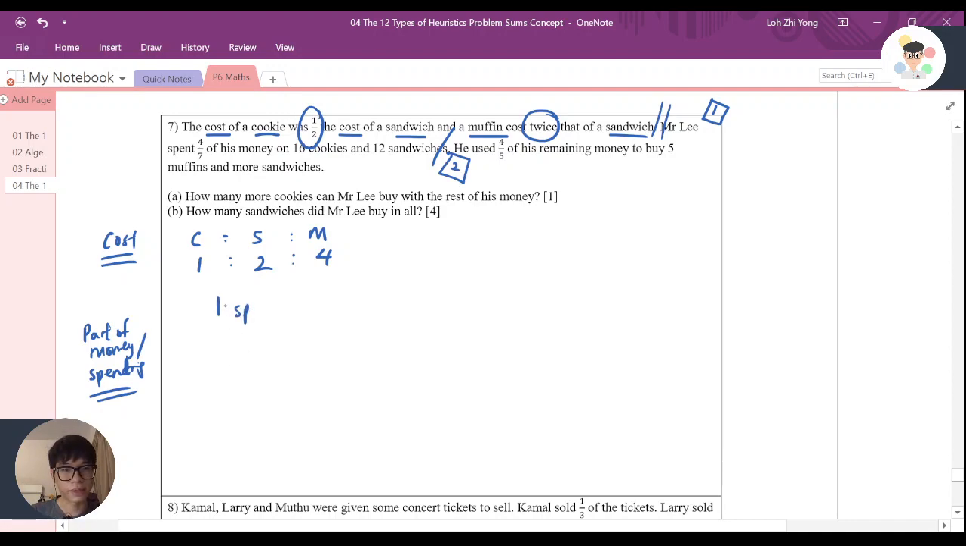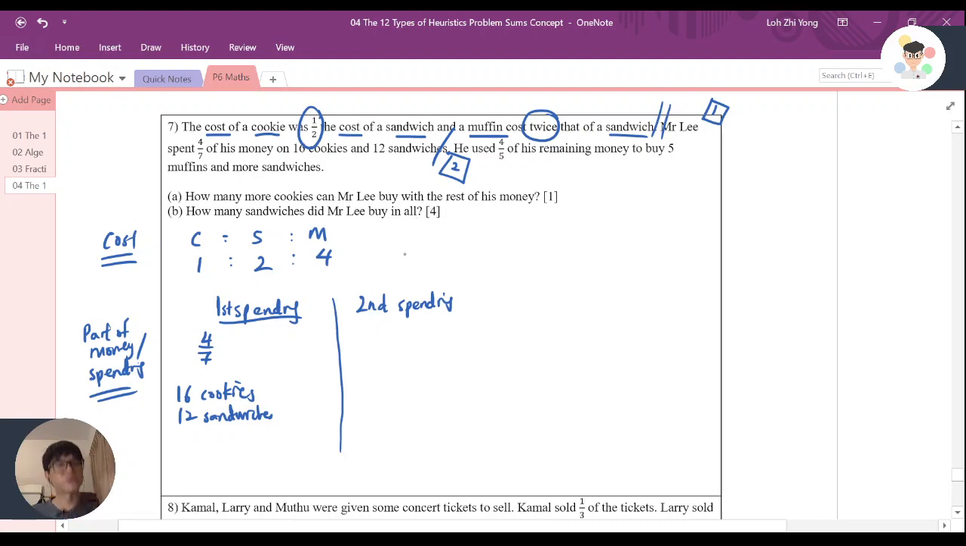So let's try to write down here. This is the first spending. Let me just write down first spending. And the first spending used 4 over 7 of his money. And this is for 16 cookies and 12 sandwiches. Now, after that, he used 4 over 5 of his remaining money. Now, this is for the second spending. And what is interesting is that he used 4 over 5 of his remaining money. You know that just now we spent 4 over 7, so the remaining money should be 3 over 7. So we need to times 4 over 5 here. And that will be the second spending.